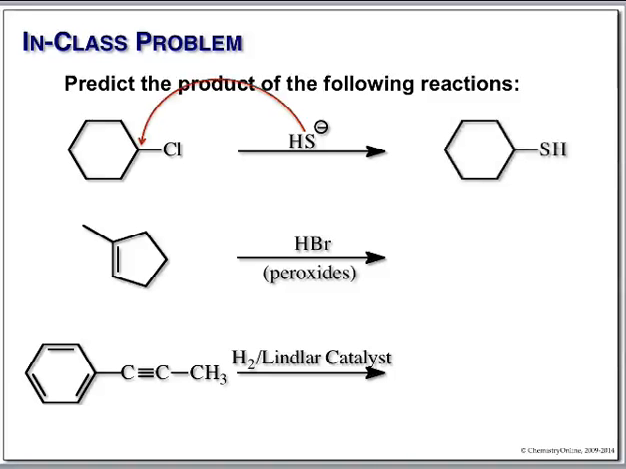HBr, peroxides. Again, this is a radical reaction. We will make an alkyl bromide with anti-Markovnikov chemistry. We have a secondary carbon and a tertiary carbon. That means the bromine will bind to the secondary carbon, anti-Markovnikov, and that is our product.